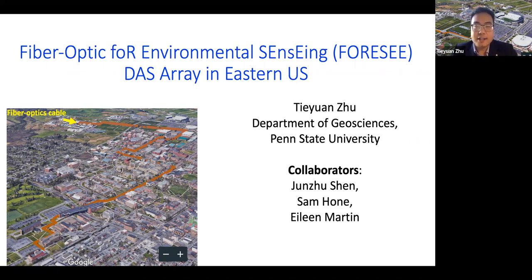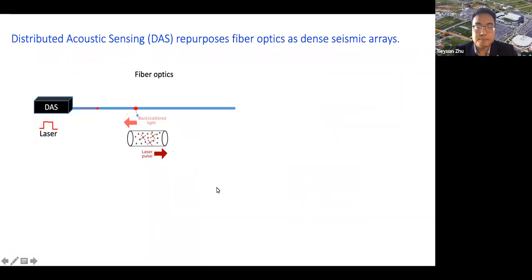Today I'm going to introduce the FORESEE DARS array in Pennsylvania. As the picture in the left corner shows, the orange line indicates the fiber optic cable across the whole State College in Pennsylvania. I'm going to present all the recording results from this DARS array.